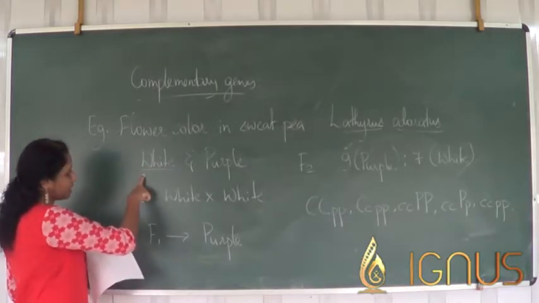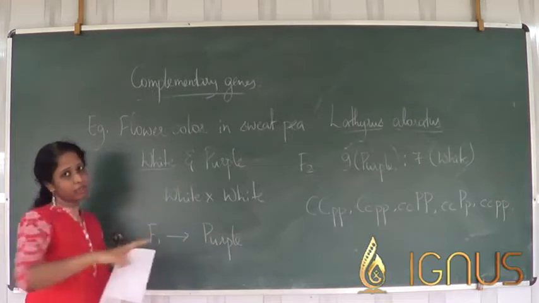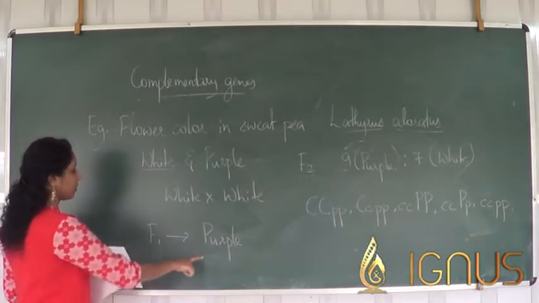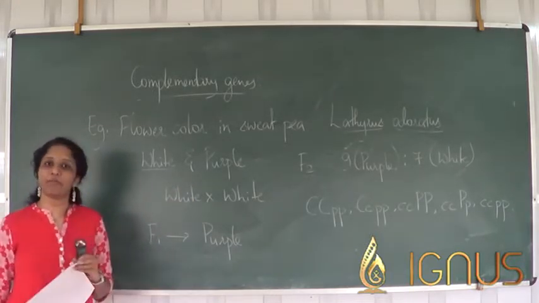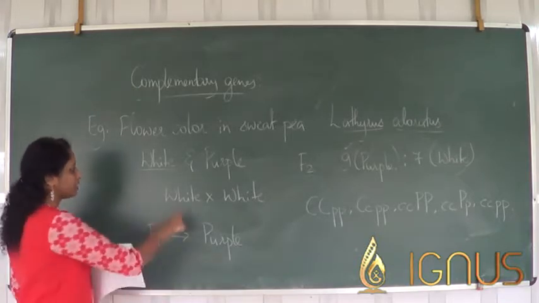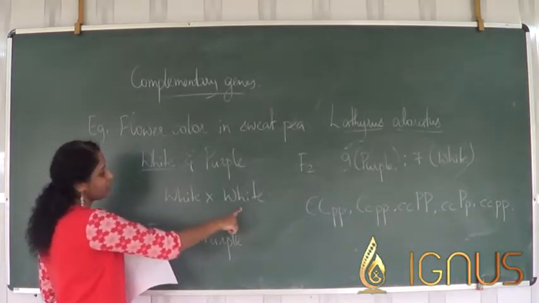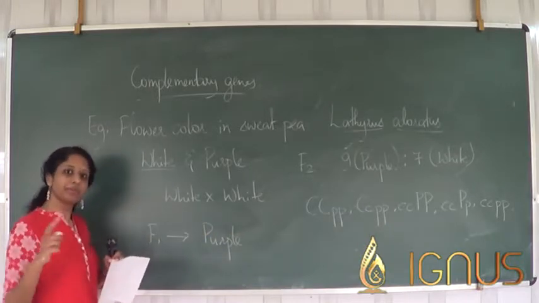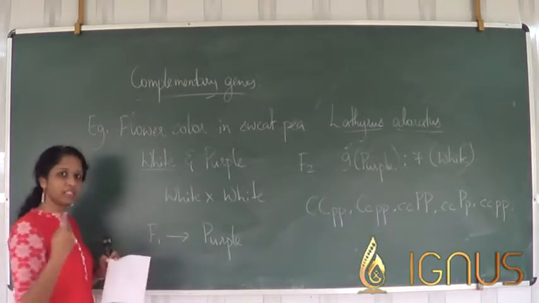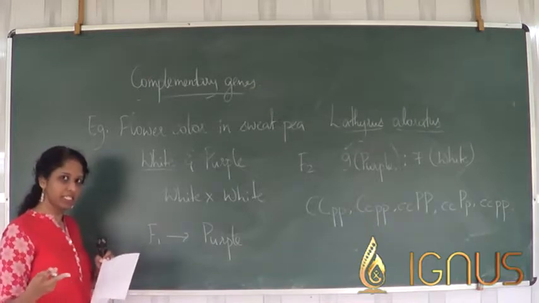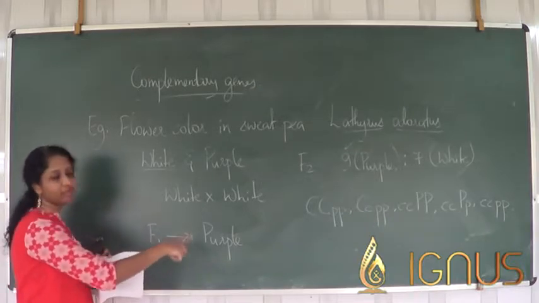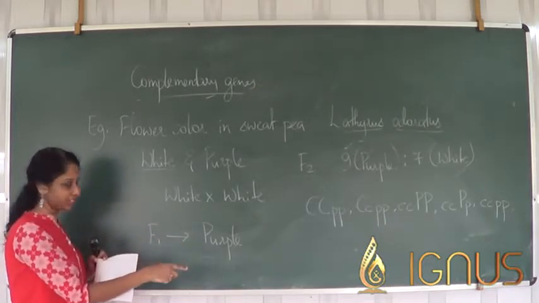So if you take a pure breeding white and cross it with another pure breeding white, then you have in the F1 generation a purple color, because the non-dominant gene from one and the non-dominant gene from the other are going to complement each other, and you would get a double dominant gene interaction, and therefore you have a purple color in the F1 generation.